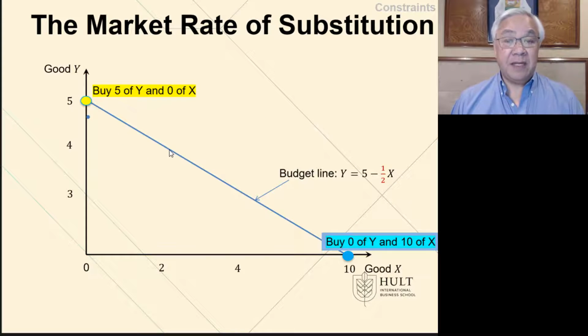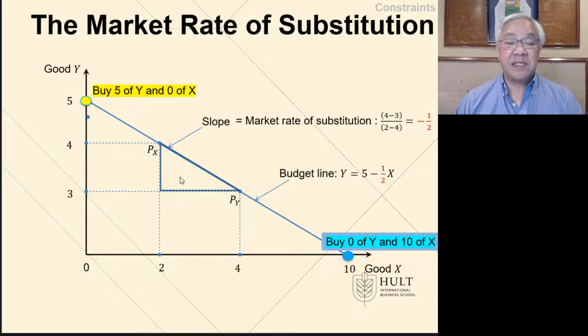Another important concept is the market rate of substitution. Here we have a straight line representing the budget line. We can buy 5 of item Y and 0 of X, or buy 10 of item X and 0 of Y. And embedded in this is a slope, or a rate of substitution. Here we have 2 points, the points represented by 2 and 4 right there, or 4 and 3 right there.